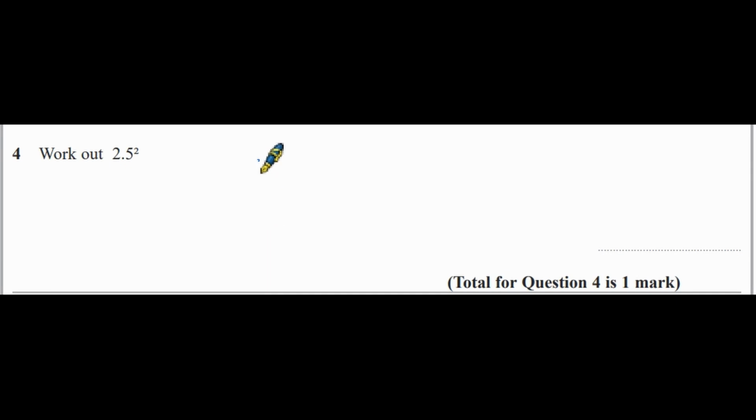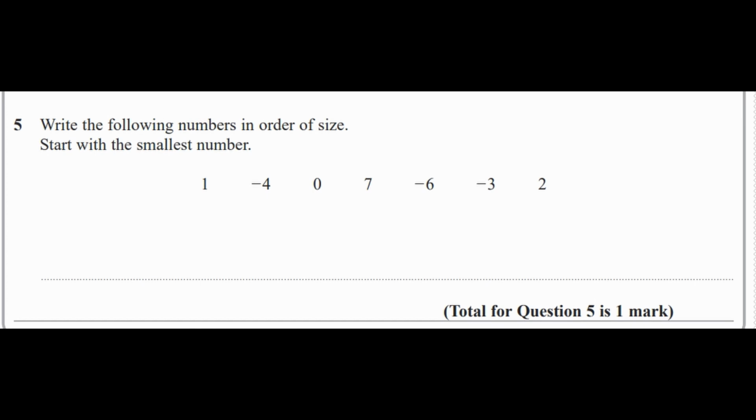Question 4. Work out 2.5 squared. Well, squared simply means multiplied by itself. So if you prefer to do this pen and paper, it's 2.5 times 2.5. Don't forget though, this is a calculator paper, so the simple answer is 6.25.